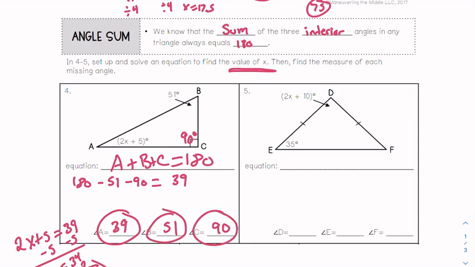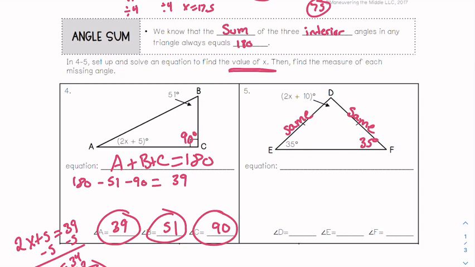Let's look at number 5. So on number 5, we have an isosceles triangle. We know it's an isosceles triangle because it has these 2 little lines here. And that means that these 2 sides are the same. Isosceles triangles have 2 sides that are the same. So if that's true, then the angles on both sides are also the same. So we have 35 degrees for angle E. Well, it means angle F is also 35 degrees.